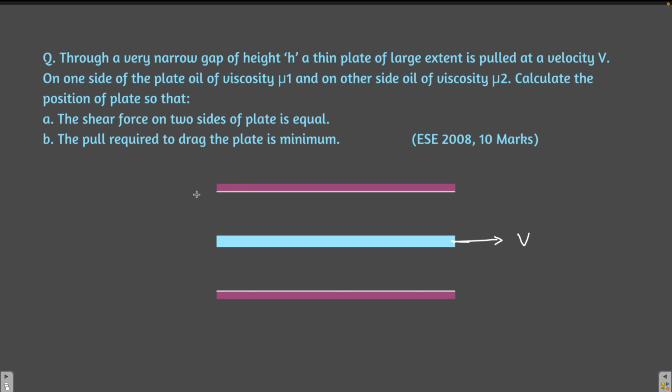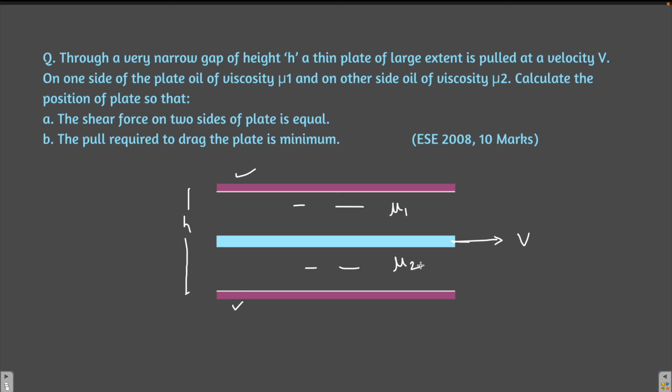And these are fixed plates, and the distance between these plates is h. Okay, this distance is small h. It's given in the question. Now there is oil filled here as well as here. The viscosity of the oil in the upper portion is mu1 and in the lower portion is mu2.